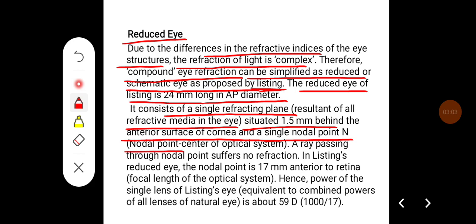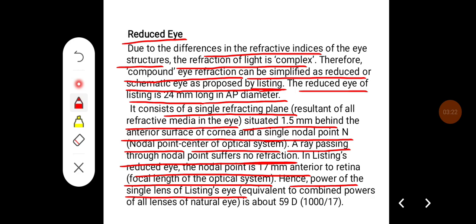The nodal point is the center of the optical system. A ray passing through the nodal point suffers no refraction. In Listing's reduced eye, the nodal point is 17 millimeters anterior to the retina, that is the focal length of the optical system, and hence the power of the single lens of Listing's eye, equivalent to the combined powers of all the lenses of the natural eye, is about 59 diopters.